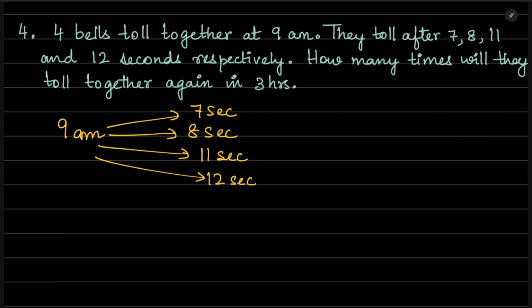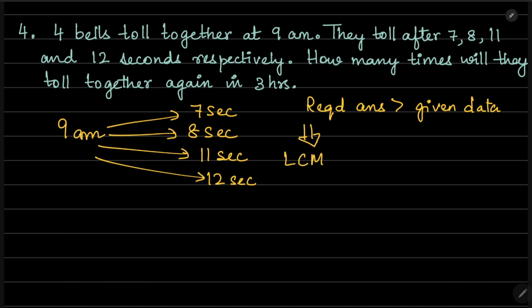But before that, when will they ring together next? Will it be in 5 seconds or will it be a lesser time? No, it's not going to be a lesser time. The time taken for all 4 bells to ring together after 9 a.m. is definitely greater than the given data. And whenever the required answer is greater than the given data, the hint is that you have to calculate the LCM. If the required answer is less than the given data, then you go for HCF.